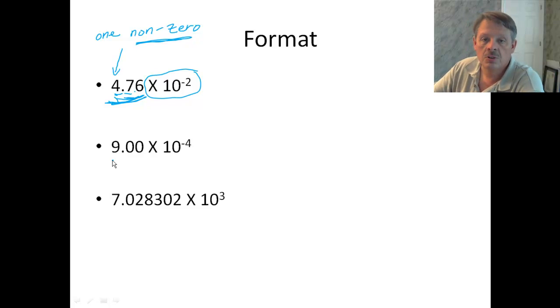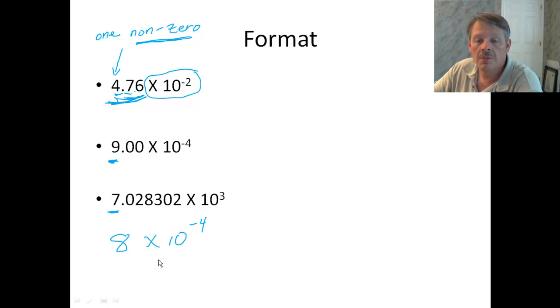Right? So if we look here, you'll notice we have one non-zero digit before the decimal point. Here we have one non-zero digit before the decimal point. We could have a number like this, 10 to the minus 4. Right? That is a perfectly legitimate number. There is only one digit left of the decimal point because the decimal point is implied to be there. So this number would be 0.0008.